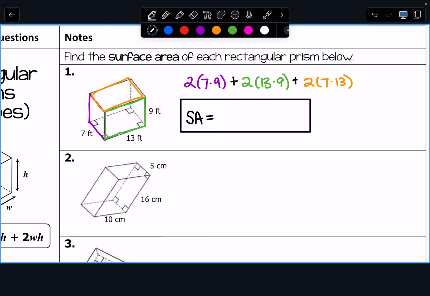Do we have an answer? 400. Nope, it's not 400. Thank you, Micah. 542. And if we're talking about surface area, we're talking about square units.